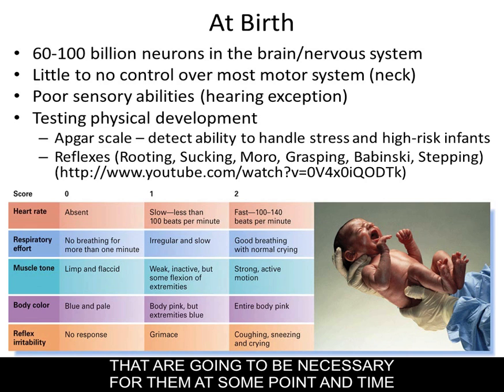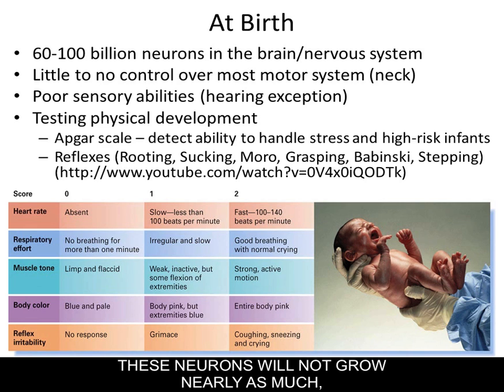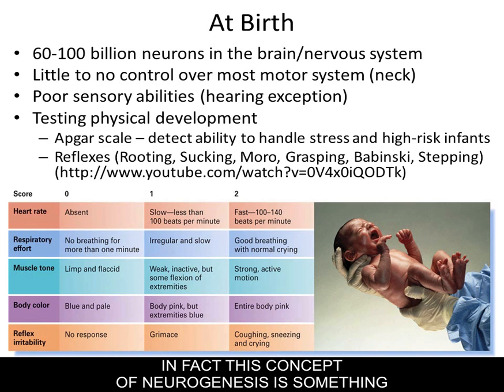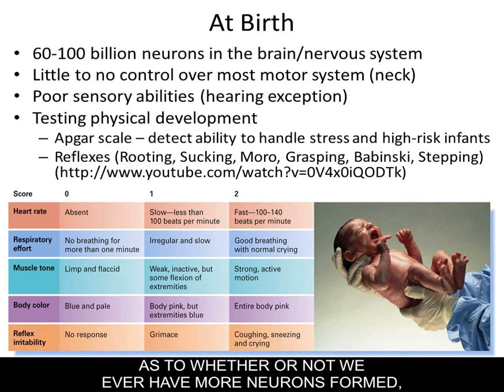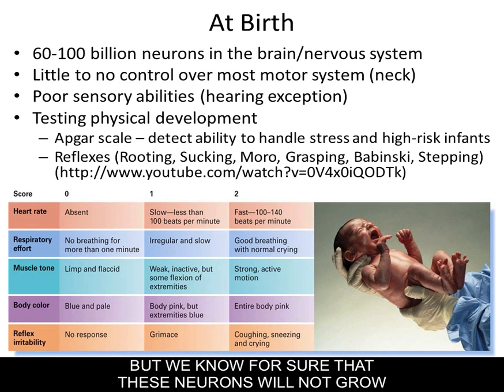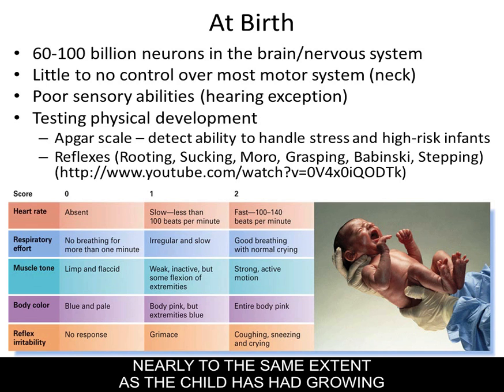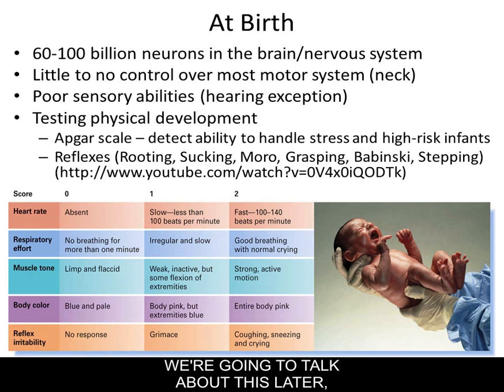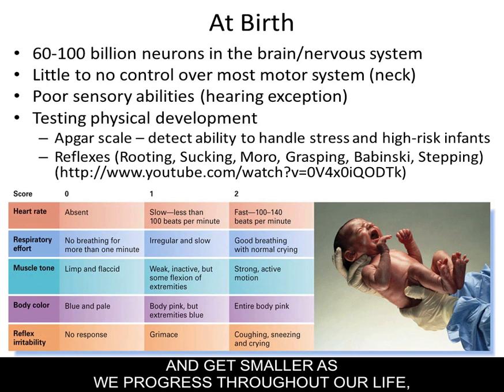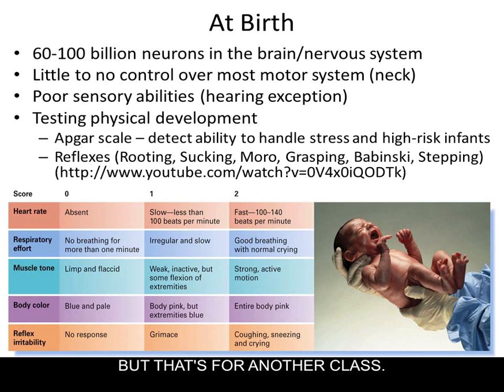in their life. These neurons will not grow nearly as much. In fact, this concept of neurogenesis is something that's being greatly debated within the field today as to whether or not we ever have more neurons formed. But we know for sure that these neurons will not grow nearly to the same extent as a child has had growing inside the mother's womb. And in fact, most of the time, what's going to happen, we're going to talk about this later, is those neurons will very often die away and get smaller as we progress throughout our life. But that's for another class.